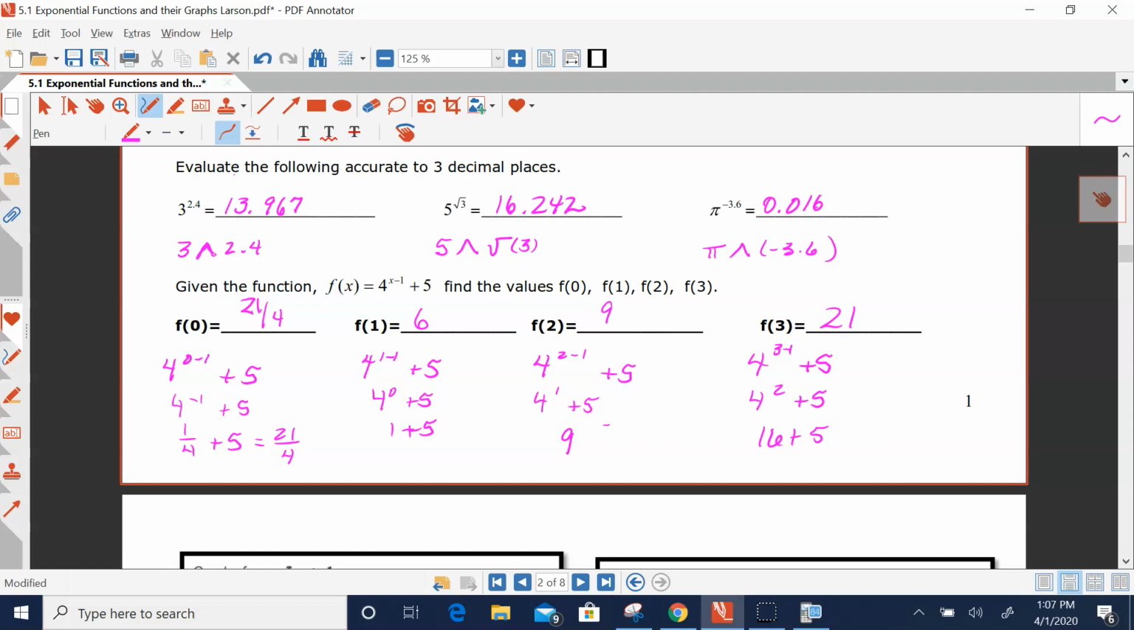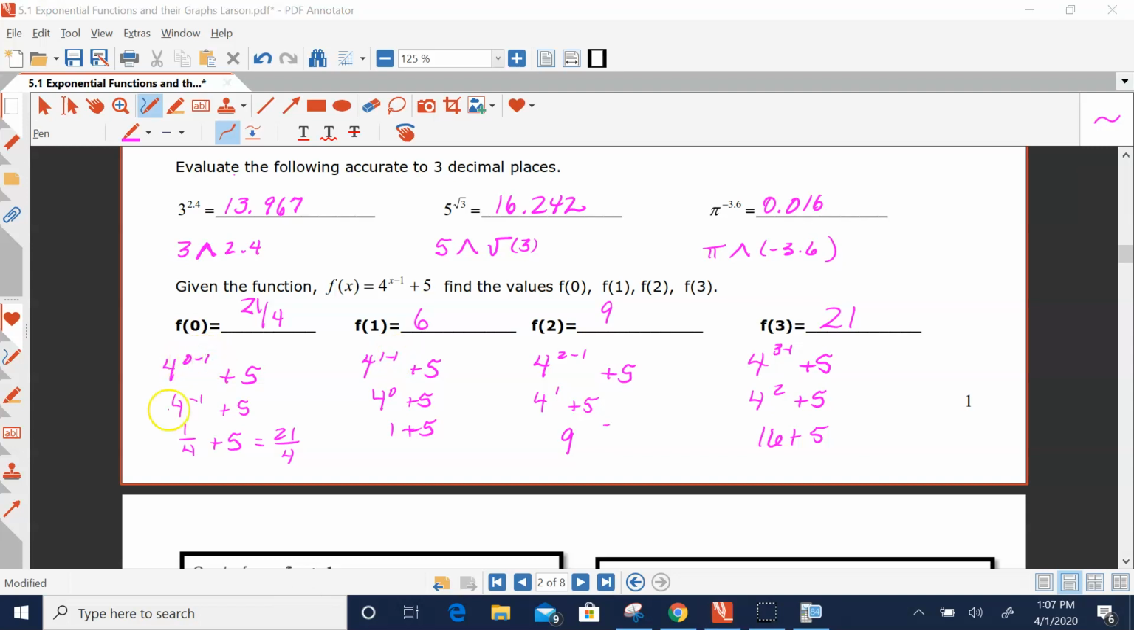Okay, these values are calculated similarly. We're just going to plug in some values for x. So we want to find f of 0, so I'll plug in a 0 for x, 4 to the 0 minus 1. Plug in a 1 for x, 4 to the 1 minus 1, and so on. And then find those values.